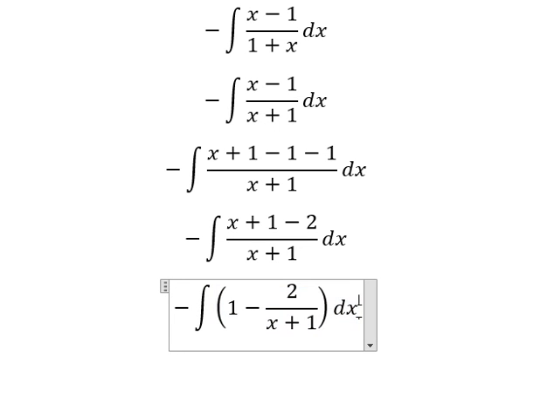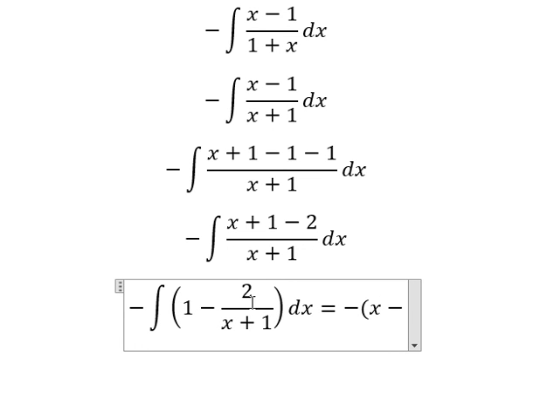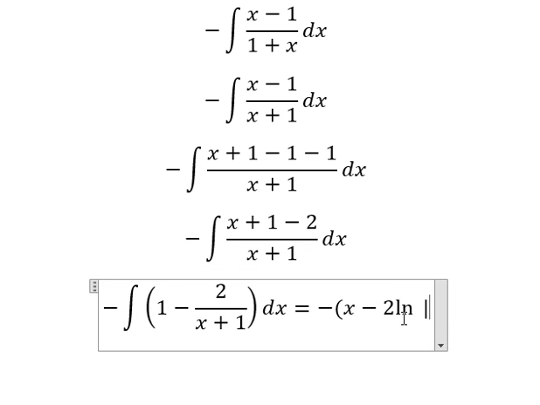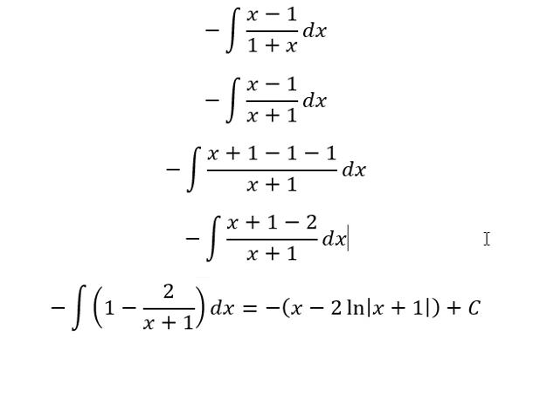And now we have the final answer. The integration of number 1, we have x. The integration of this one, we have number 2, ln of the absolute value of x plus 1, and I will put c. This is the end.